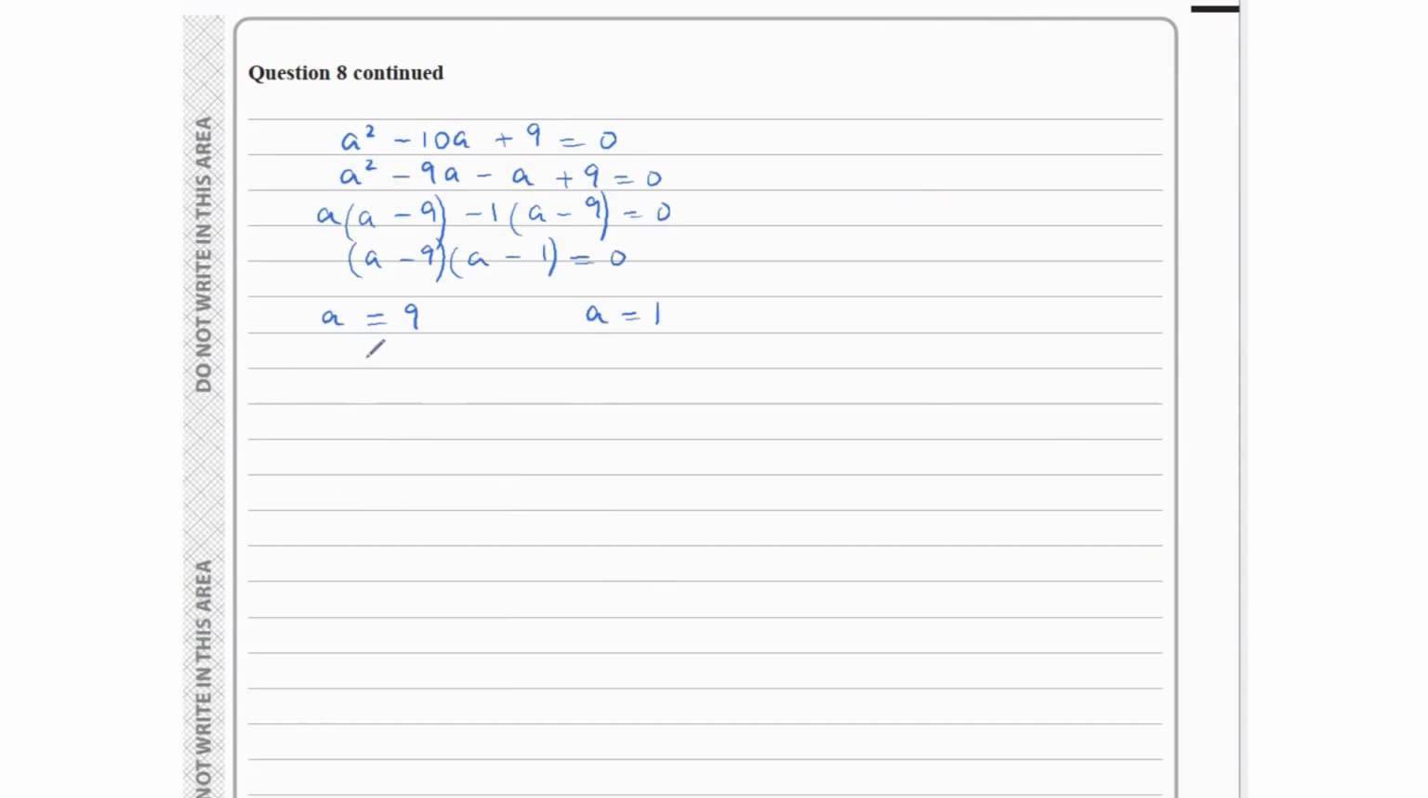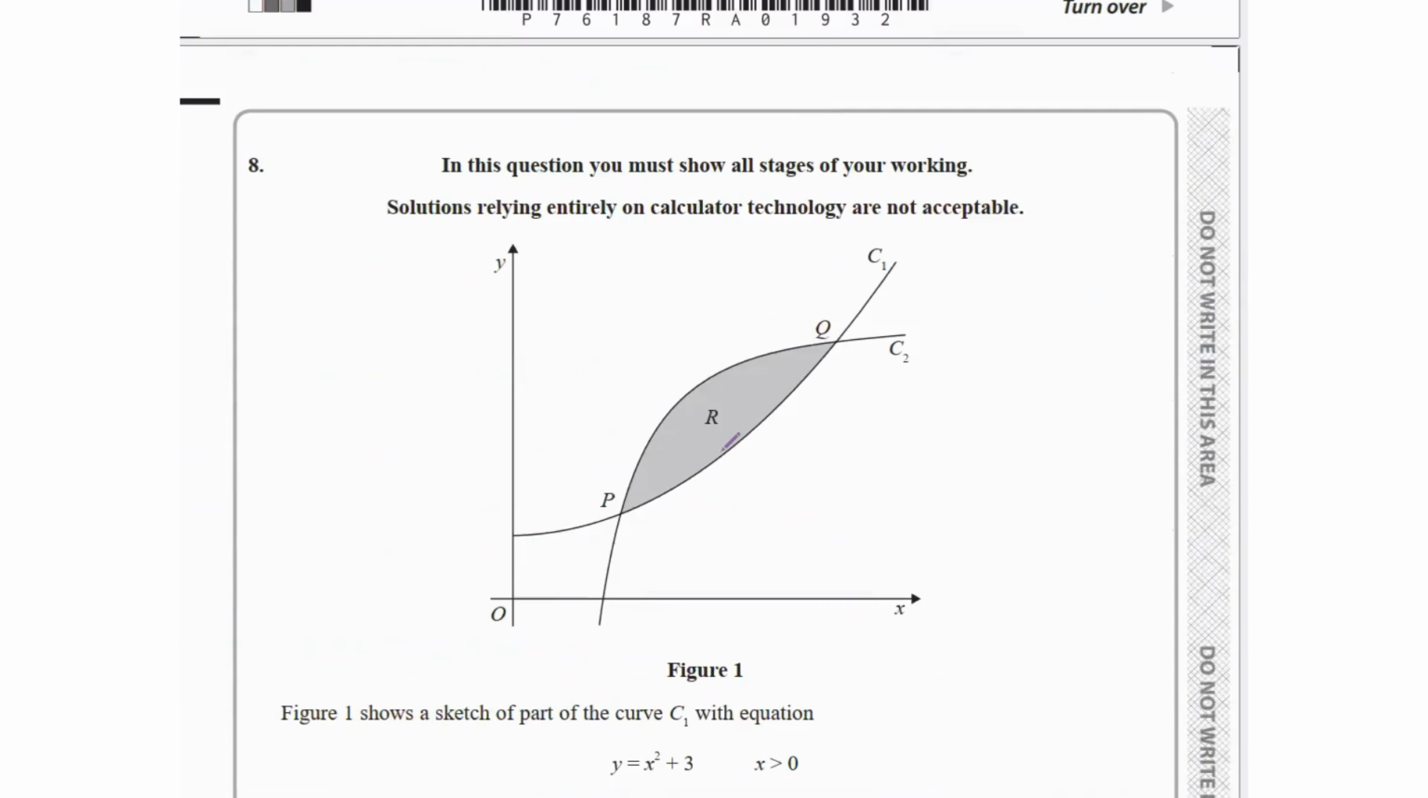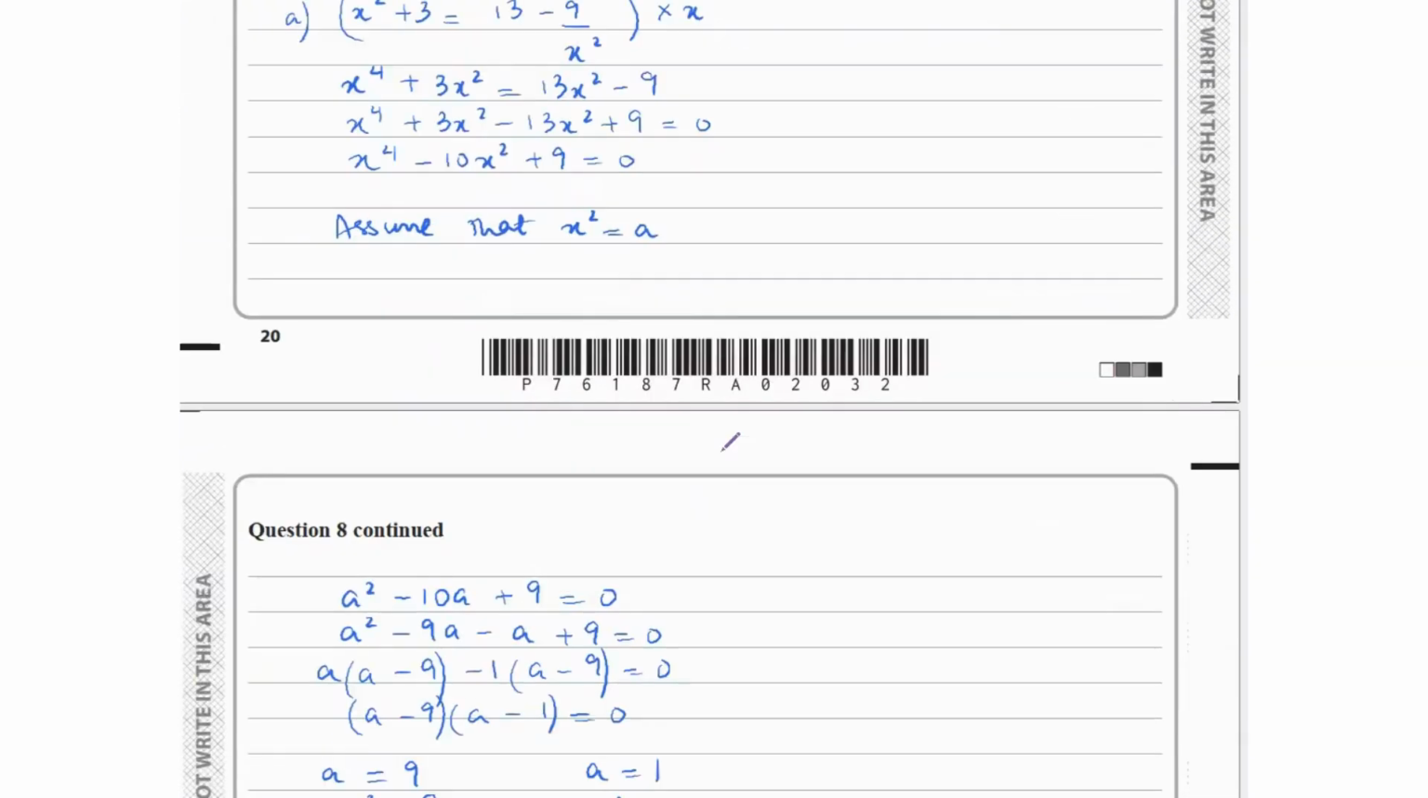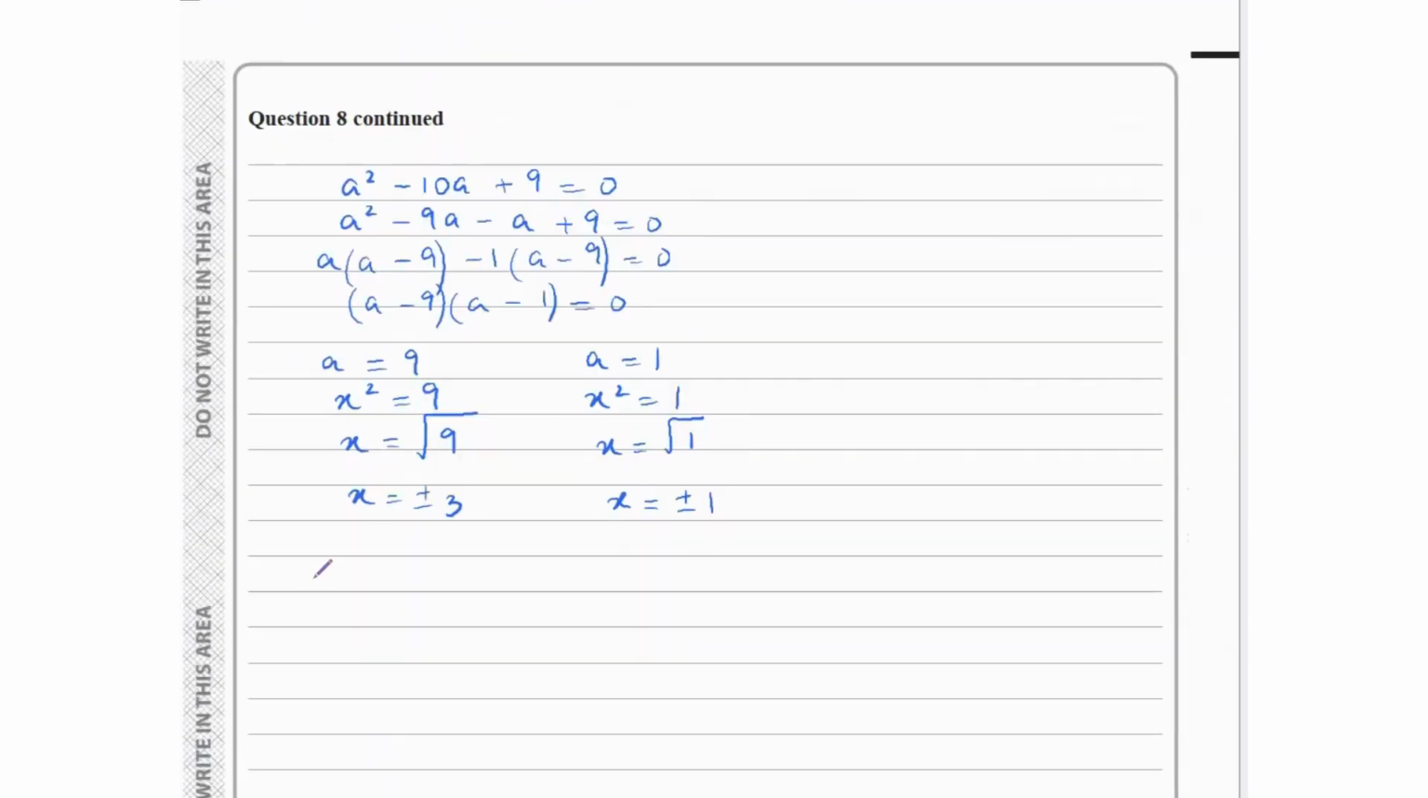We've already said that a equals x squared, which means x squared equals 9, x squared equals 1, x equals root of 9, which is plus minus 3, x equals root of 1, which is plus minus 1. We know that P and Q are present on the positive side where x and y are both positive, which means P is going to be x equals 1 at P and x equals 3 at Q. That's your answer.